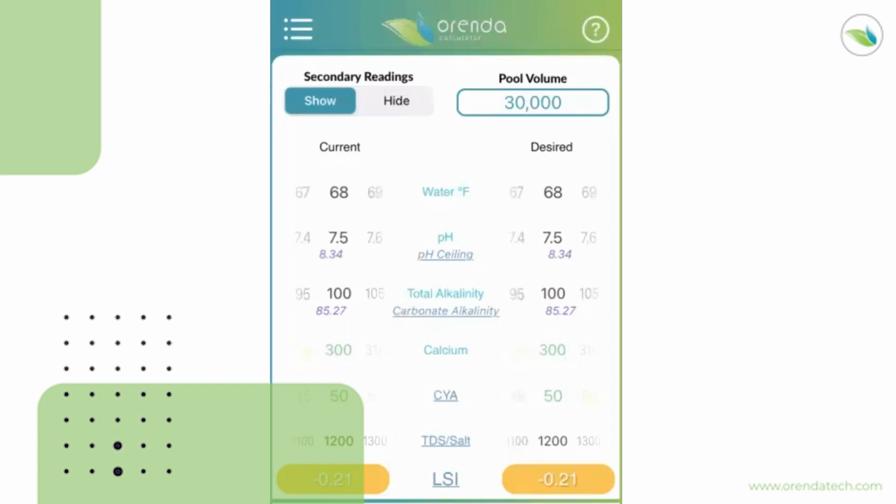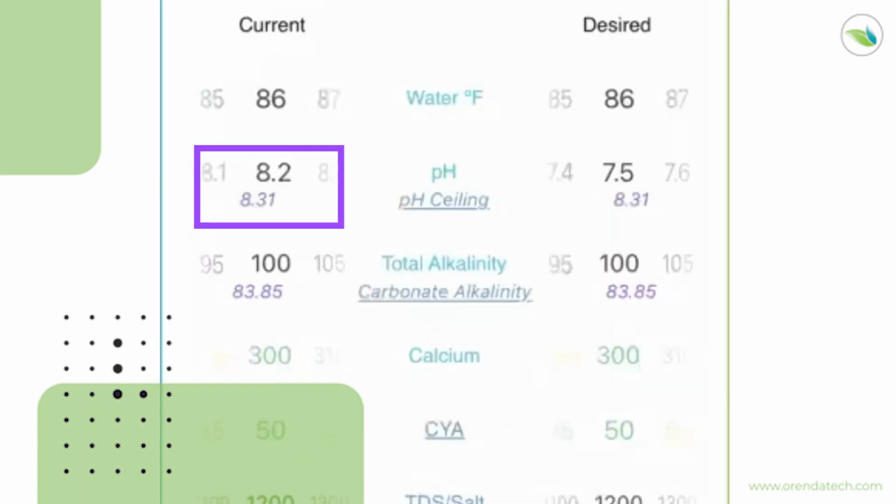What I want to do to wrap this episode up is show how we would maintain a pool. I'm going to go back to the 80s. What were we, 86 degrees? After a week, you're going to be at 8.3 in these parameters because that's the pH ceiling. It may not get all the way to 8.3, but the worst case scenario is it's going to 8.31.